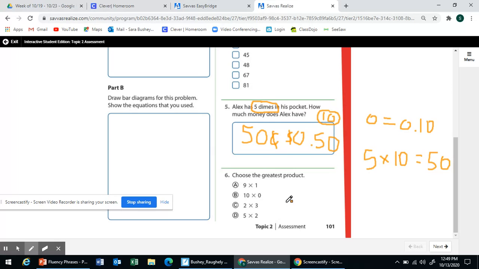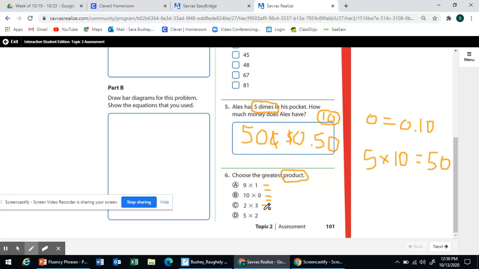Number 6. Now, in order to answer this, you have to know what that math word is. Choose the greatest product. Product is an answer to a multiplication equation. So in order to get this one correct, you have to solve every single one of these, and whichever one has the largest answer, because product is the multiplication word for answer, you have it right. So you need to solve all 4 of these equations.